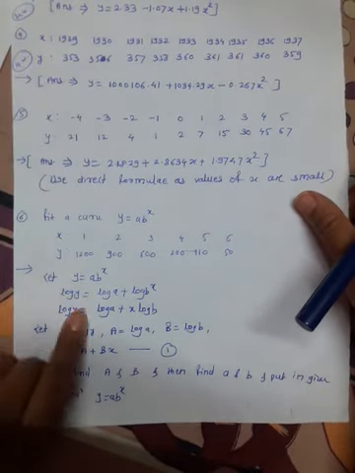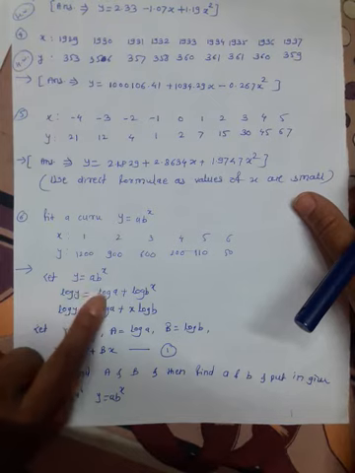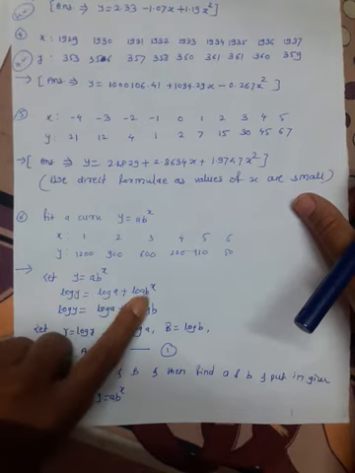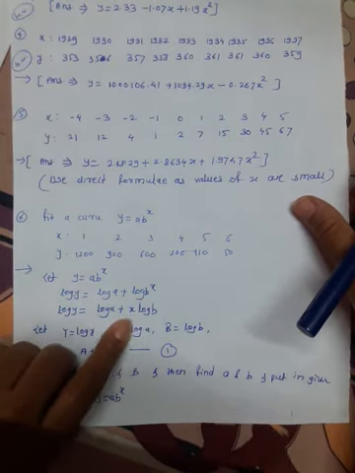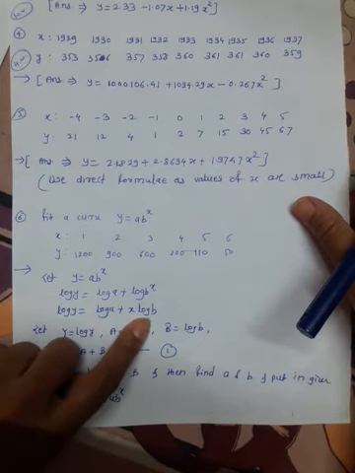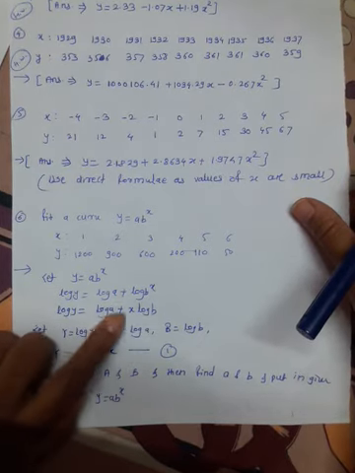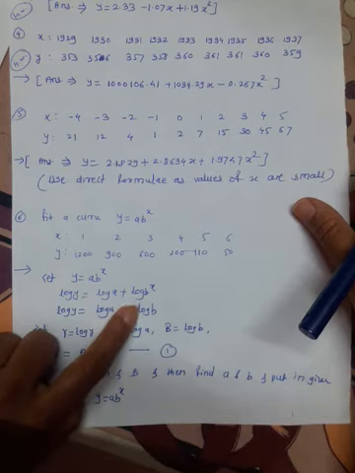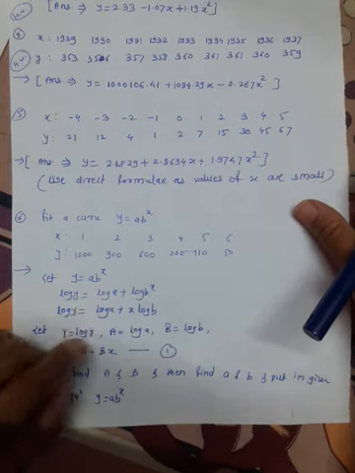Okay, take log on both sides. We get log y is equal to log a plus log b raised to x. Take x on this side. We get log y is equal to log a plus x log b. Now we want y is equal to a plus bx because y and x are under indices of 1. That's why it is a straight line.